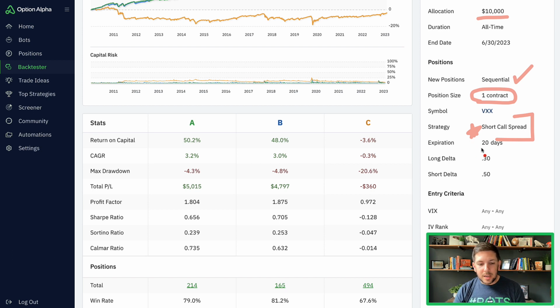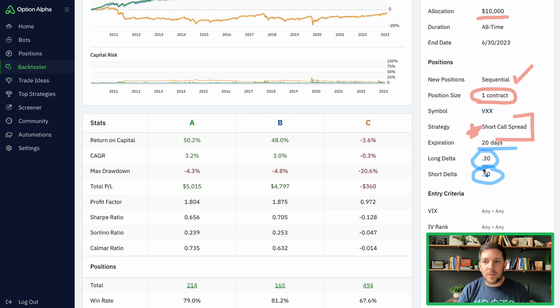And then what we did in this first test is we tested 20 days to expiration, and we did the short delta at 50. So that's essentially selling the short call right at the money or closest to the money. And then we did the long delta at about 30. Now you can play around with these as you go, and this may be part of the honing in or optimization phase that you would go through. But this is a pretty good start for where we kind of ended up.